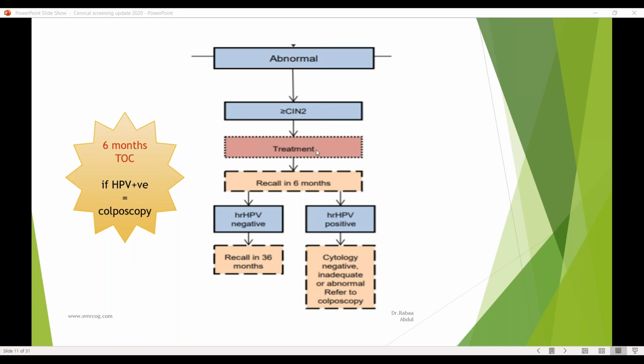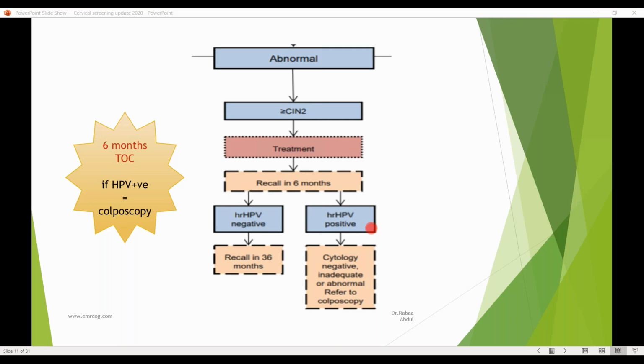You offered her treatment. Do you agree with me that I should offer treatment for this patient? Yes, we agree to offer treatment for this precancerous lesion. Treatment will be offered, and I have to follow the treatment by test of cure in 6 months. Now, I have the test of cure in 6 months and her HPV came negative. So I will send her, bye-bye, see you in 3 years.